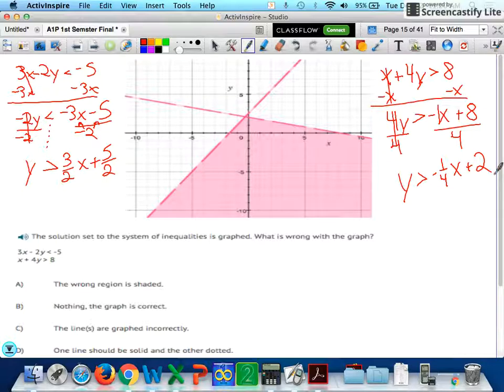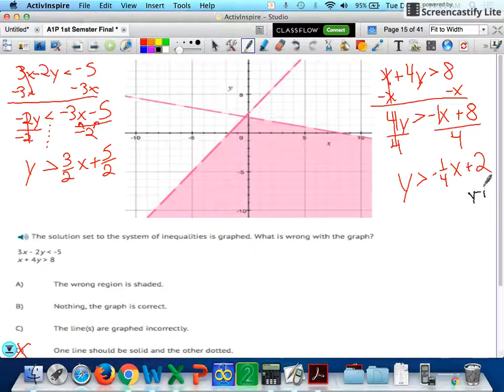We can eliminate some options already. We know that both of these should be dotted lines. So D is not what's wrong with this graph, okay? We're looking at these and we're checking this first one. This first one's just a little bit easier to check. It's got an easier intercept to look at.